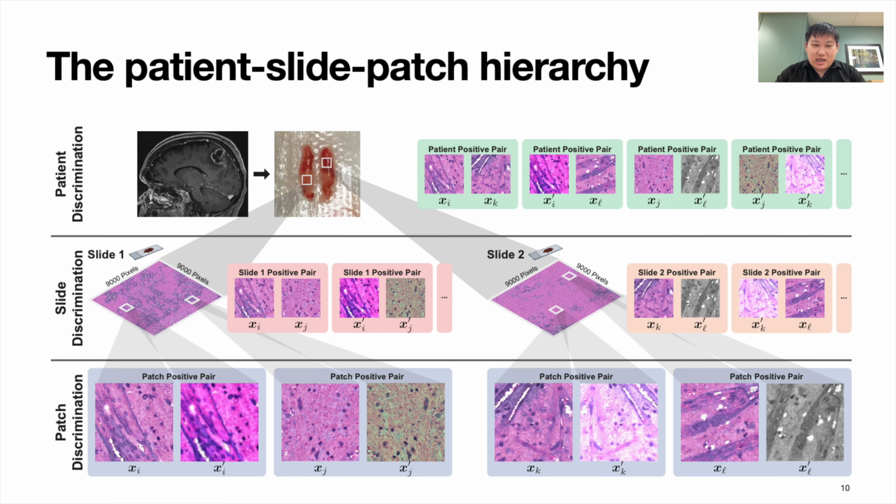The key insight that inspired HiDisc is that sampled patches from each host slide or each patient form a diverse set of image examples that capture the same underlying diagnosis. And the patient slide patch hierarchy enables us to define positive pairs based on a common ancestry to enable slide and patient level discrimination. For example, in patient discrimination, different patches from the same patient form positive pairs at the patient level. And similarly, in slide discrimination, different patches from the same host slide form positive pairs at the slide level.